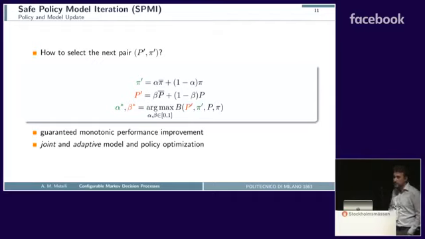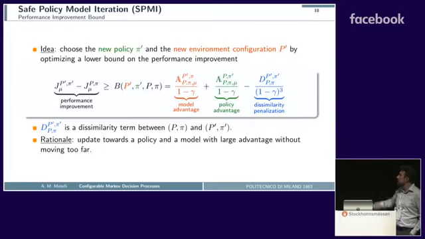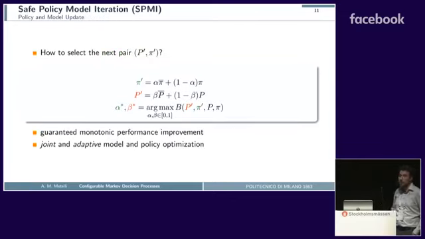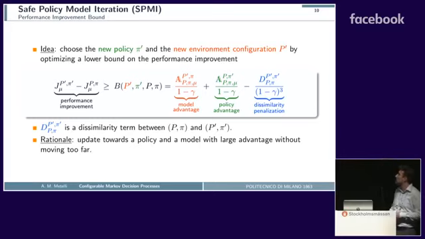When we have this parameterization, we can easily determine the optimal coefficients alpha and beta by maximizing the previous lower bound, which turned out to be a quadratic programming problem. Notice that this approach that we called safe policy model iteration, SPMI for short, besides the monotonic performance improvement guarantee that it inherits from safe policy iteration, performs what we call a joint and adaptive optimization, in the sense that at each update step, possibly both the model and the policy are updated based on the lower bound that trades off between advantage and dissimilarity.